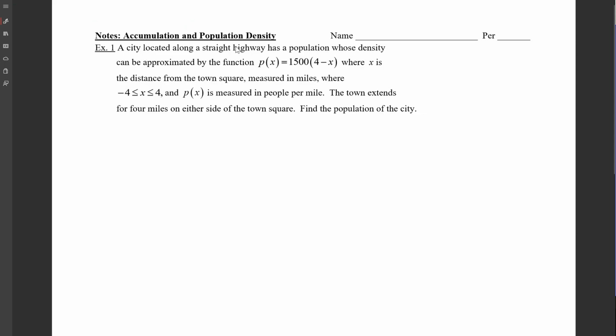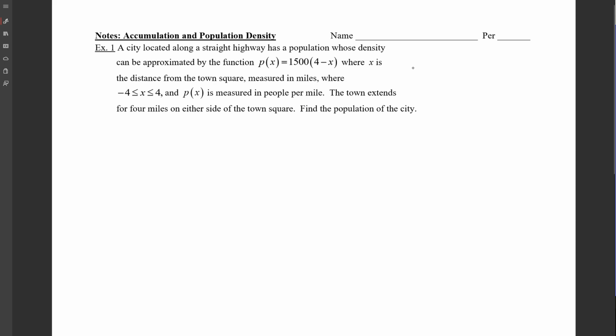All right, let's dig in. We're looking at accumulation and population density. In your notes, the first problem says: a city located along a straight highway has a population density given by the function p(x) equals 1500 times (4 minus x), where x is the distance from the town square measured in miles, with x between -4 and 4, and p is measured in people per mile. The town extends for 4 miles on either side of the town square. Find the population of the city.